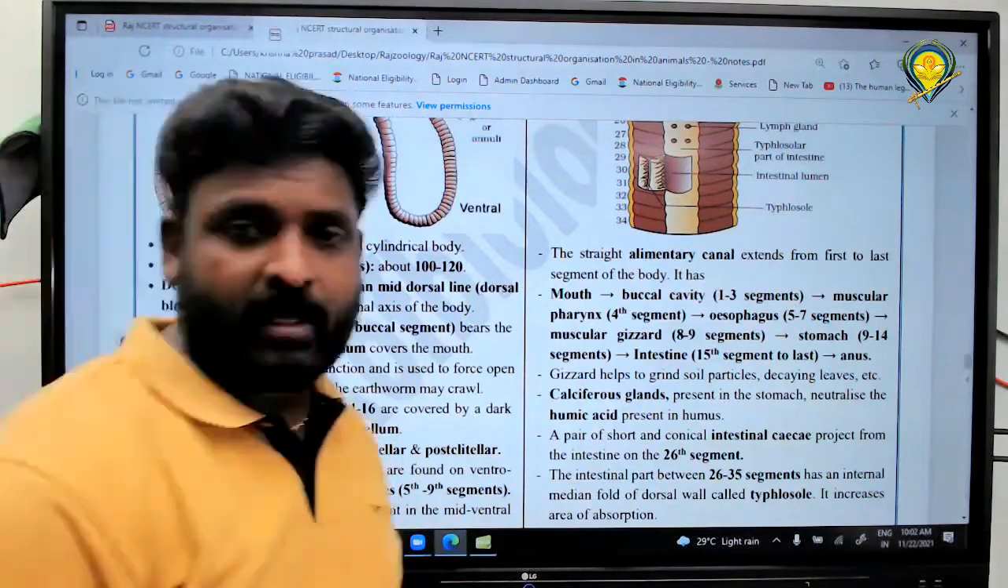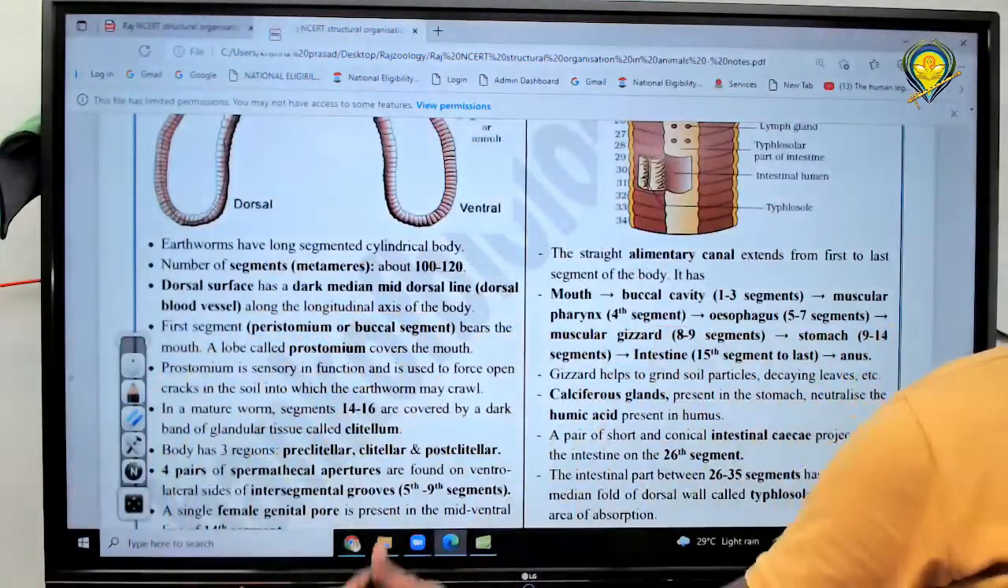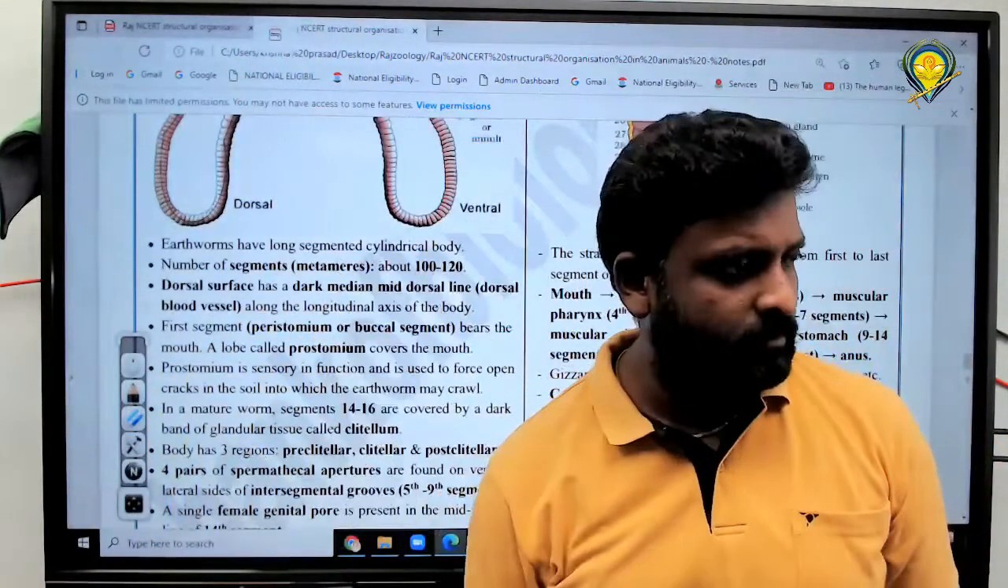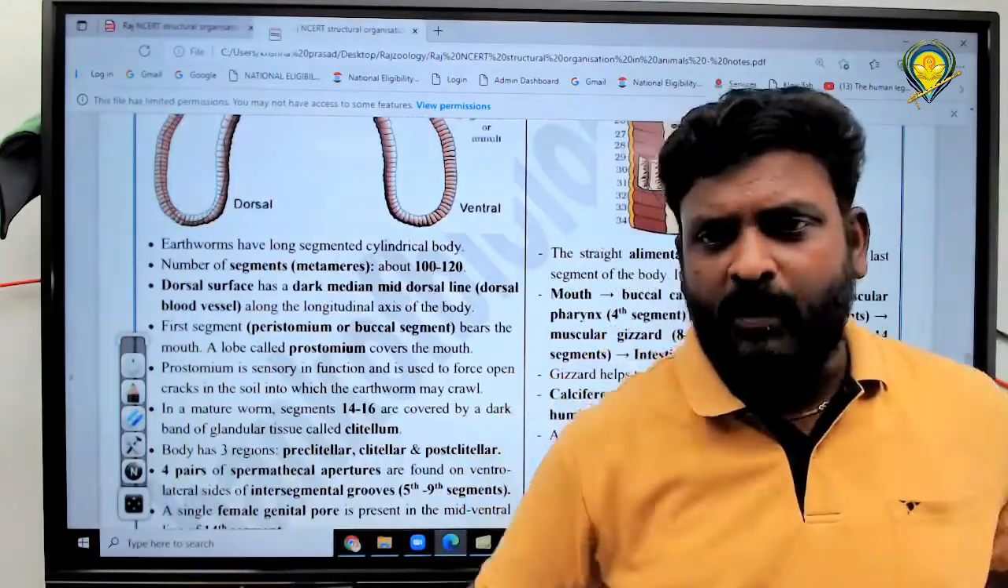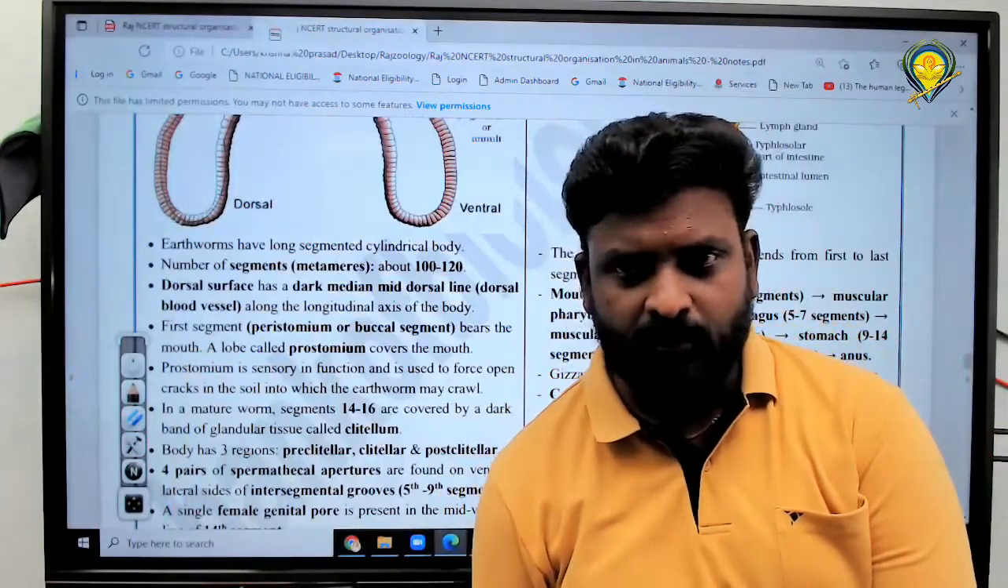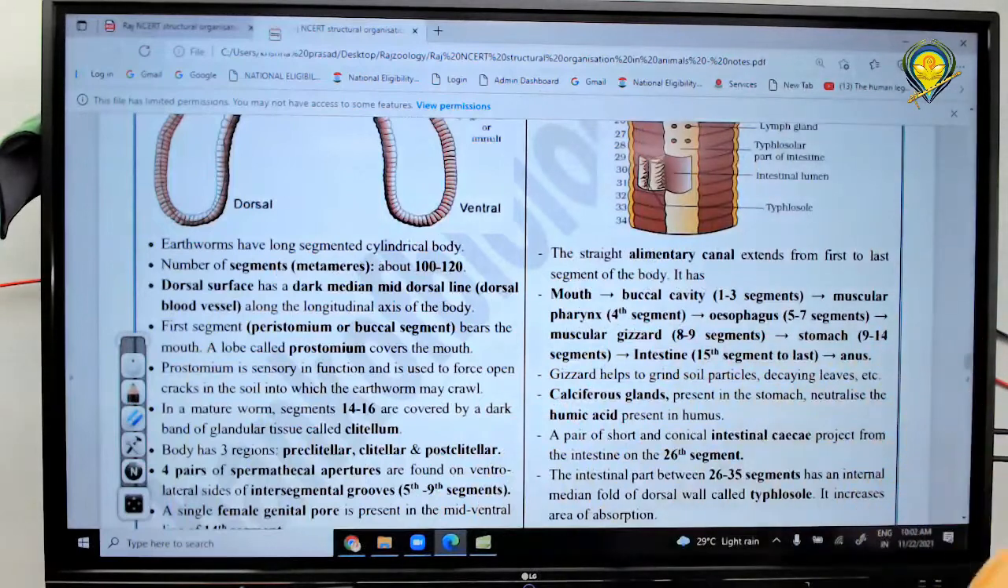And I'm telling you again, all of you, I won't give you notes about earthworm. I think there is no need. We have to go as per NCERT. Okay? Have you got it? Earthworm notes are not needed.